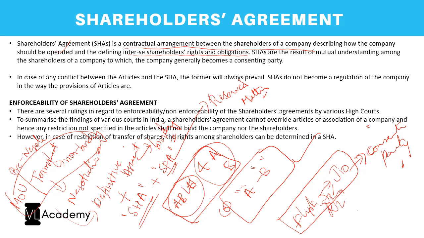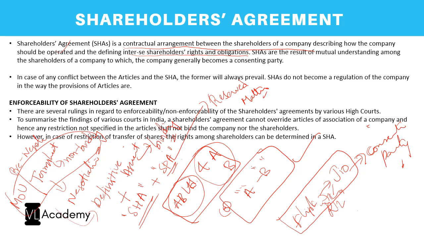But can they mandate saying that the company cannot issue any further shares? The company cannot go for a rights issue. Can they do it? The answer is no. You cannot bind the company from doing something which the company can very well do. So as part of the shareholders agreement, you cannot restrict the company from doing something which its articles authorize it to do. Which means if you want the company to not do something, then you have to alter your articles of association.